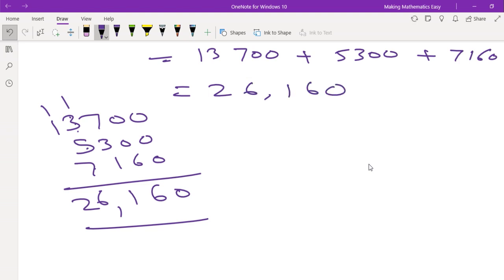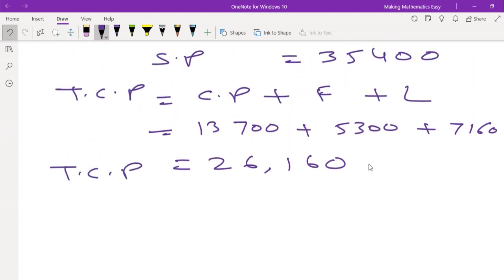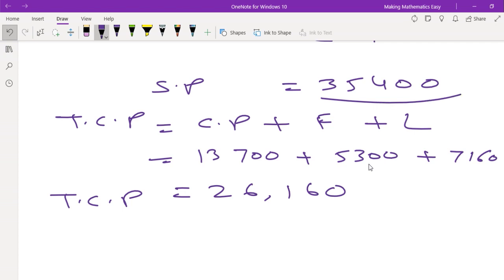So the total cost comes to 26,160. Okay, so the total amount that she spent was 26,000 and the total selling price that she got is 35,400. So which is the bigger number, cost price or selling price? Selling price is the bigger number. So she made a profit in this case.